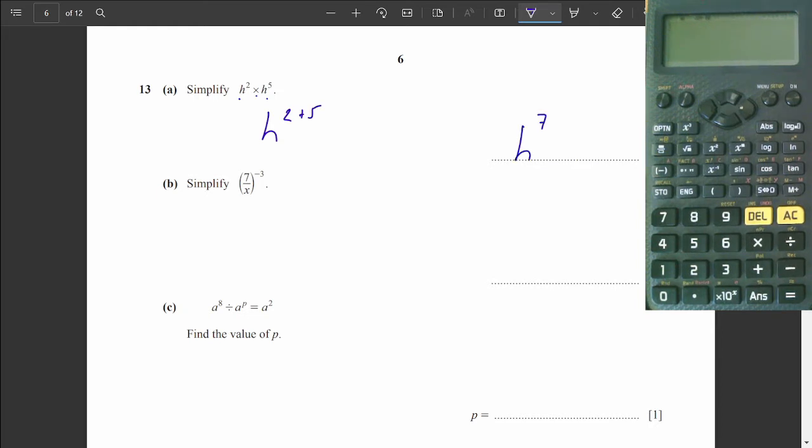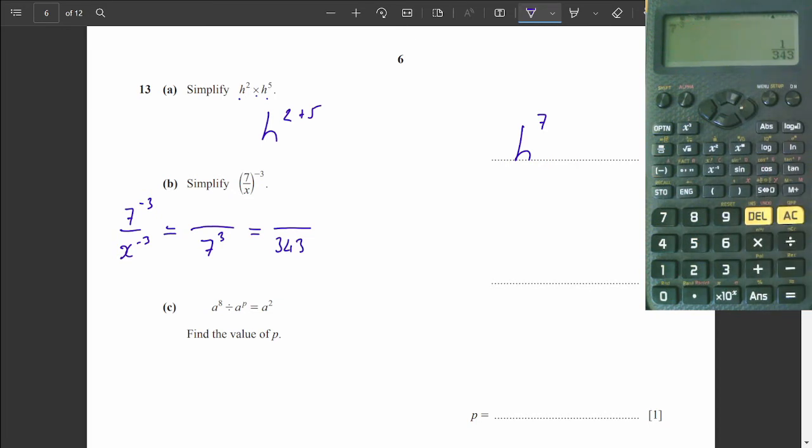Next one, according to the examiner's report, was one of the least successful questions, one of the hardest questions in the paper, but it's actually quite straightforward. So remember, anything in brackets to the power means everything is to the power of minus 3. So we can write it as 7 to the power of minus 3 over x to the power of minus 3. Okay, so first of all, let's deal with the top part. 7 to the power of minus 3. If you're not sure what's going on here, put it in your calculator and look at that, okay? The negative means it goes below the line, so basically it means 7 cubed rather, which is 343 as it tells us on the calculator.